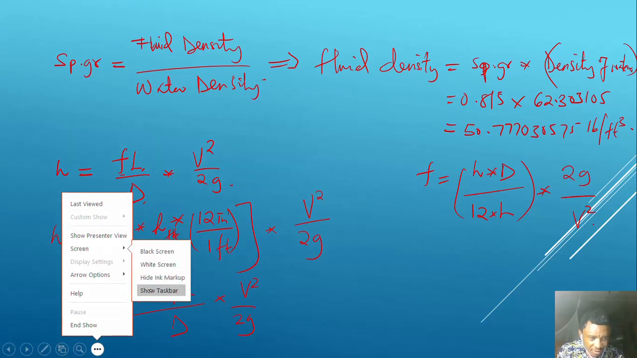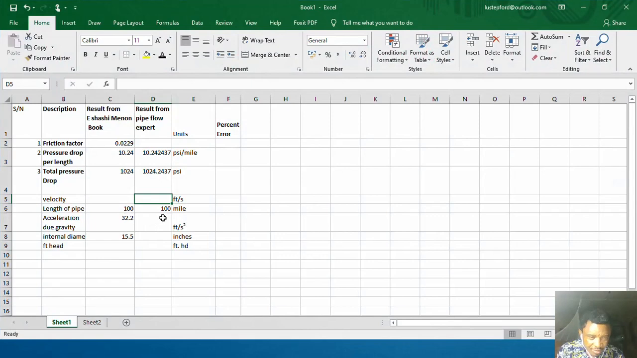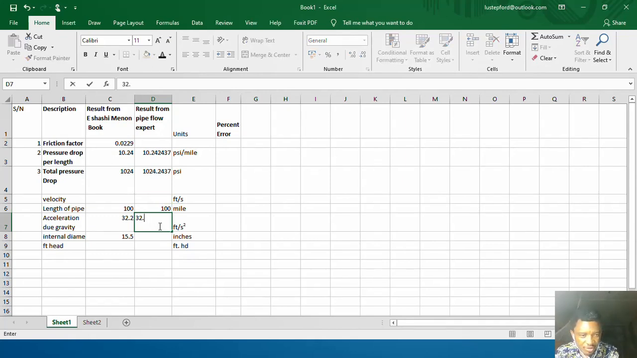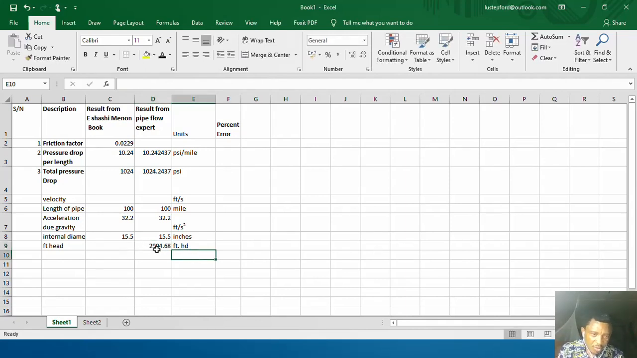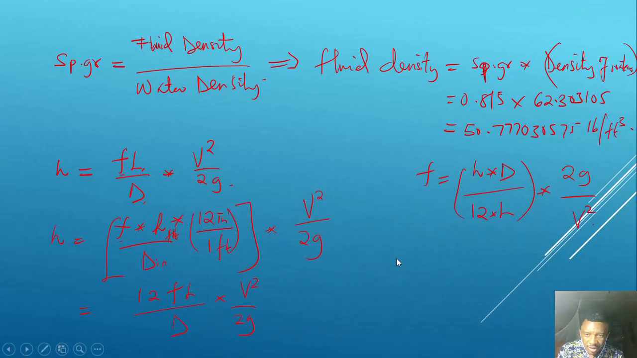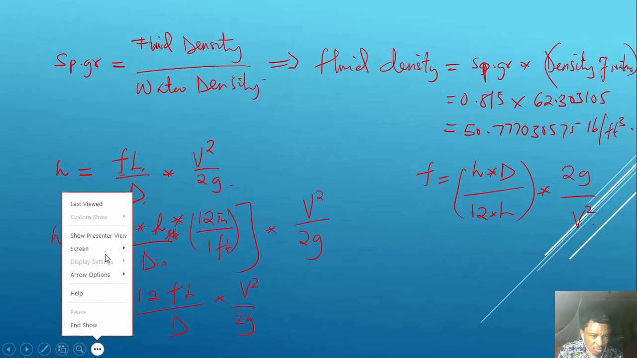So now, going back to Excel, we need velocity, we need acceleration due to gravity, which is 32.2. We need internal diameter, which is 15.5. We need the head loss, which we got from the Pipe Flow Expert to be 2904.868 feet head. So now this is what we got. So now the velocity, let's go back to Pipe Flow Expert.